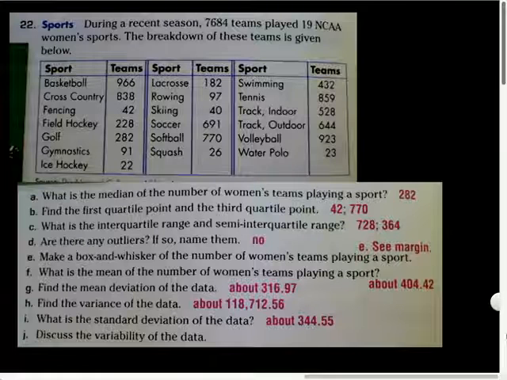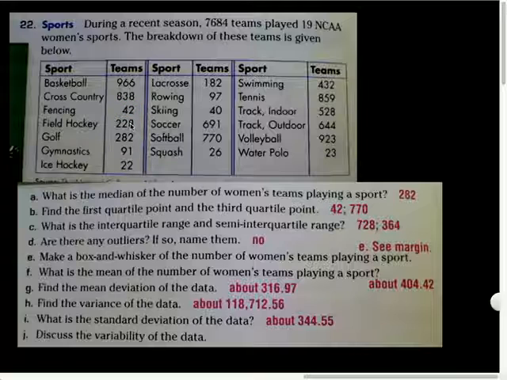It says, during a recent season, 7,684 teams played 19 NCAA women's sports. The breakdown of these teams is given below. So this isn't scores or anything. These are actually 966 basketball teams. That's a lot of teams. Wow, 42. Wow, I didn't know you could have a fencing team. I don't know enough about that sport, I guess.